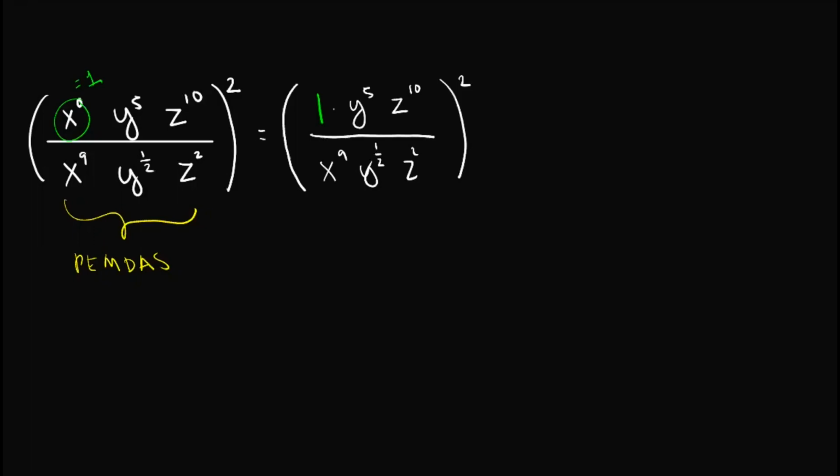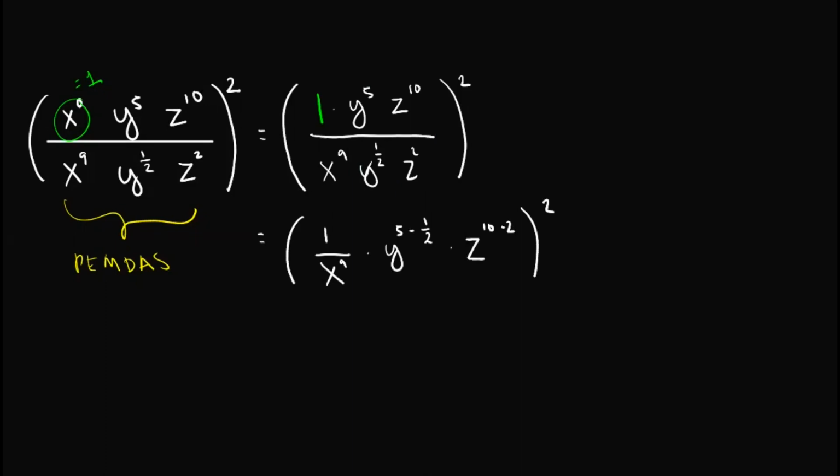And then what we can do next is we can actually apply the quotient law in y and in z. So in the inside, this would give us, of course, the 1 over x raised to 9, then y raised to 5 minus 1/2 times z raised to 10 minus 2. And then we simplify these exponents.